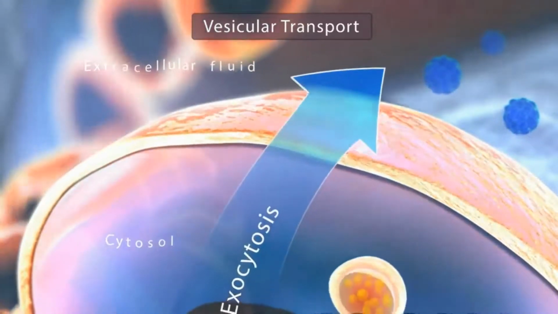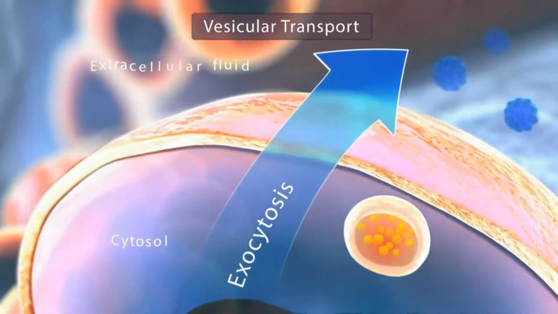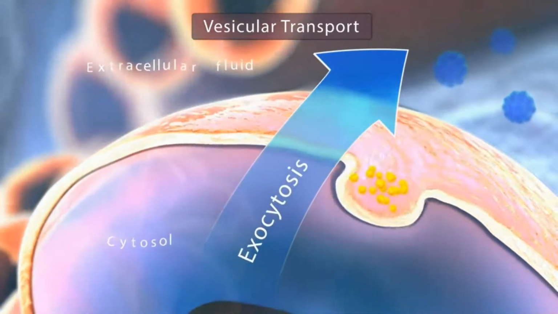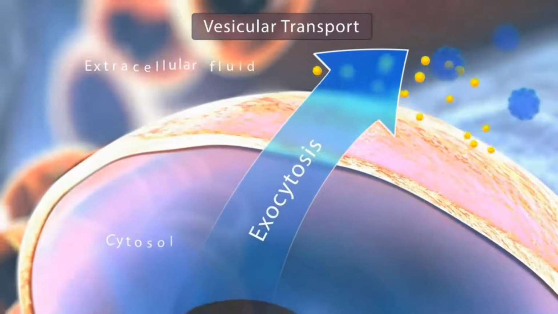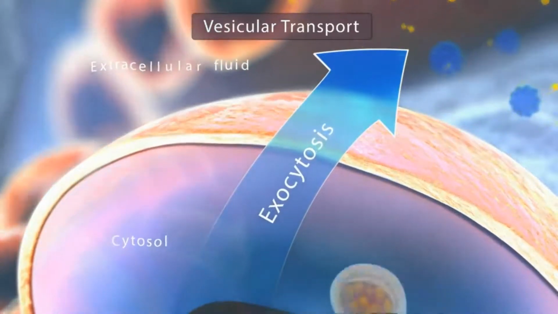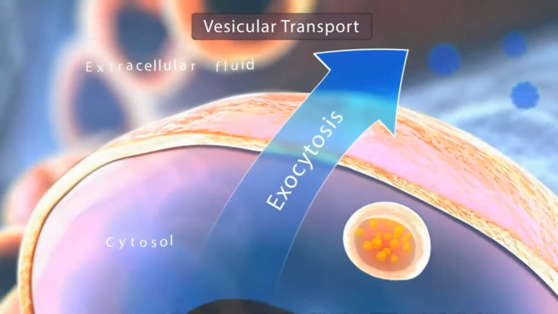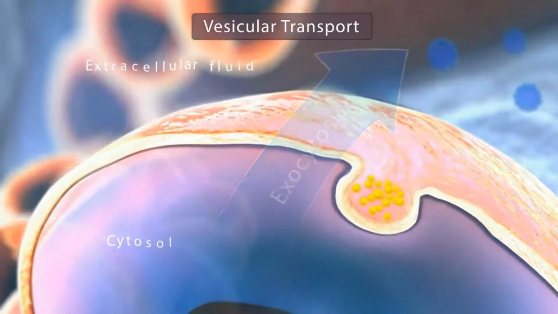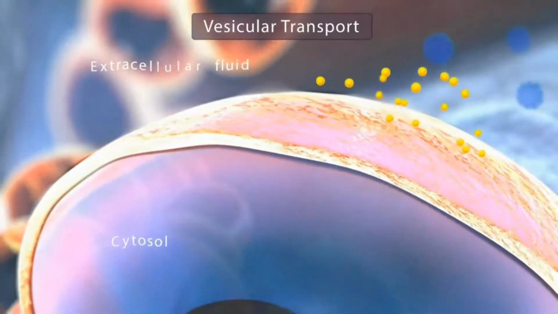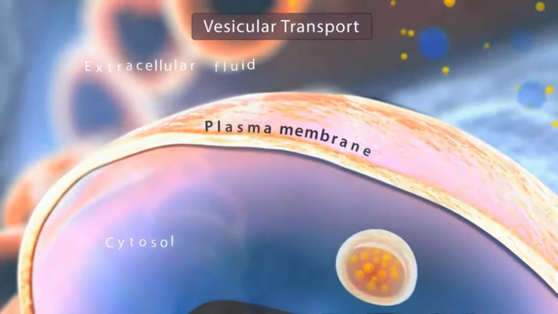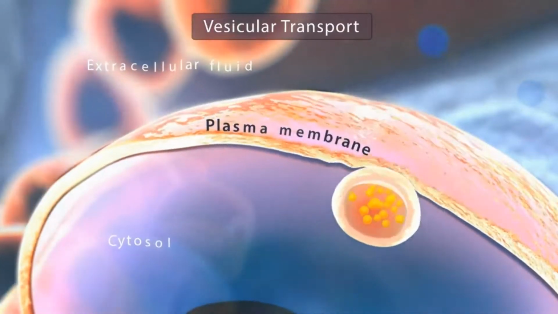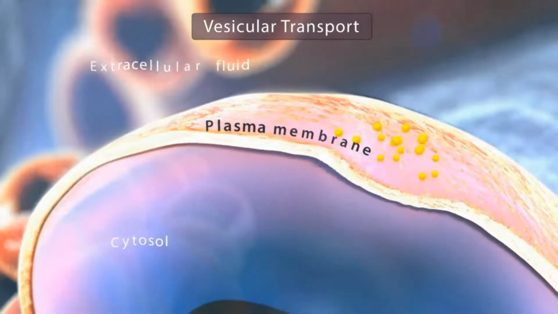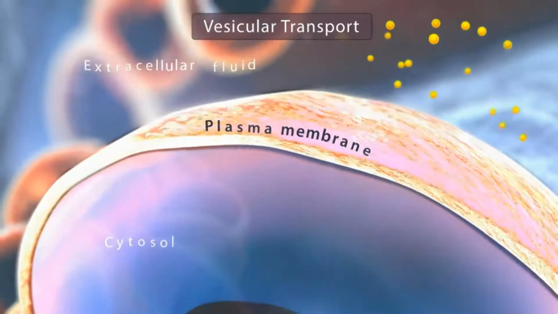Exocytosis refers to vesicular transport out of the cell. All cells secrete materials such as hormones, digestive enzymes, or neurotransmitters via exocytosis. A membrane-enclosed secretory vesicle in the cytosol fuses with the cell's plasma membrane, and its contents are released into the extracellular fluid.